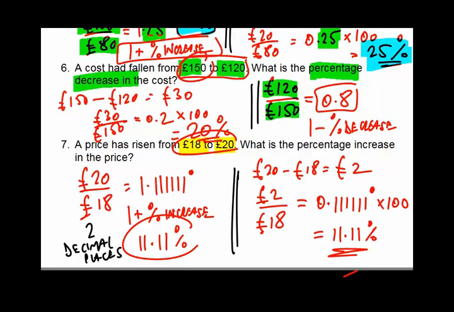Now the thing to watch out for there, students would often look at that example and think, oh well, the price has risen by 2, 2 divided by 20 is 10%, and they would often think that that was a 10% rise. But remember, we always work it out as a percentage of the start point, in this case the 18, not of the end point, not of the 20.